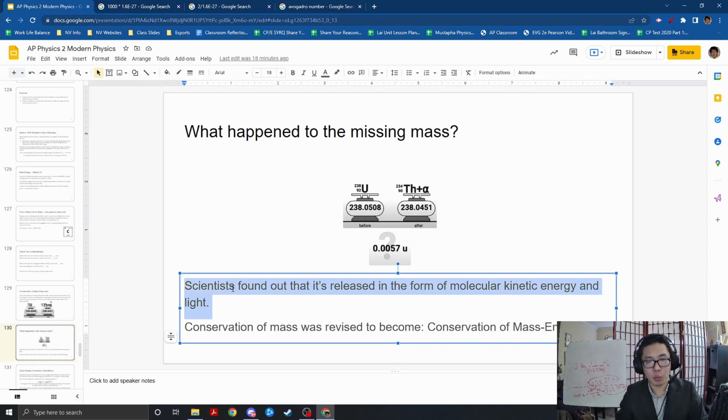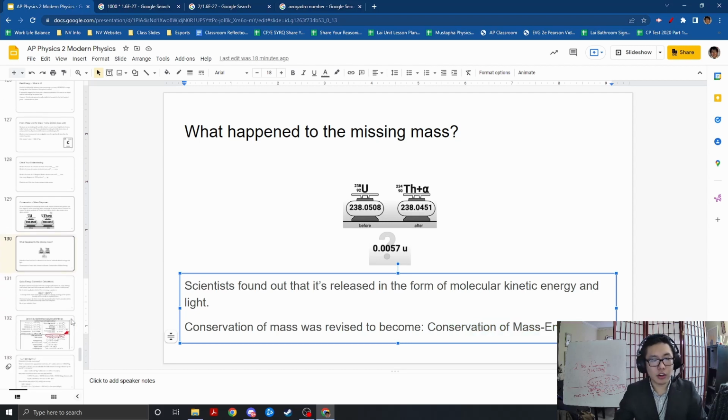They wanted to figure out what was happening to this missing mass of 0.0057 atomic units, and they found out it's released in the form of molecular kinetic energy or thermal energy. So we have to then redefine the conservation of mass to become the conservation of mass energy.